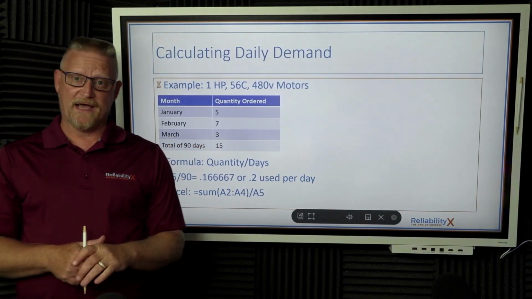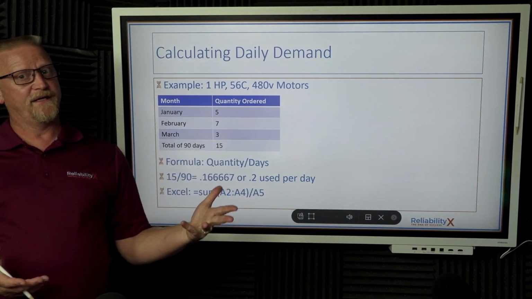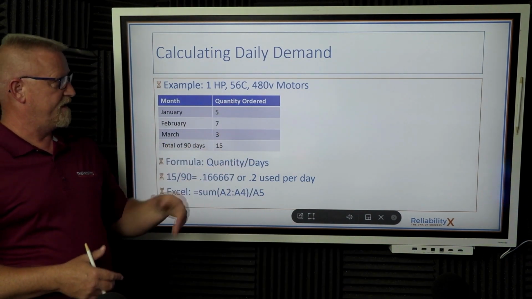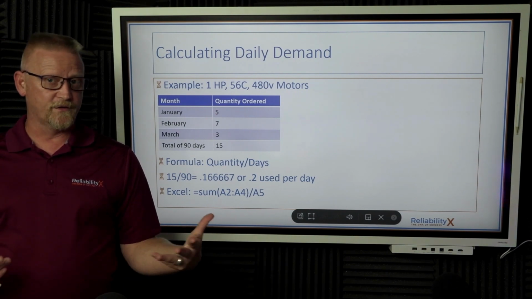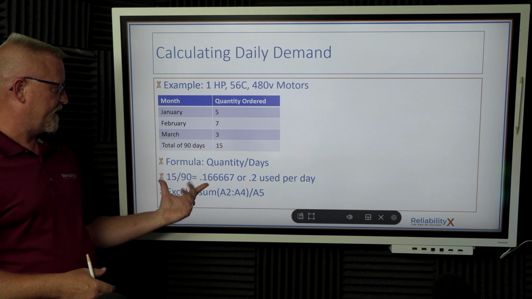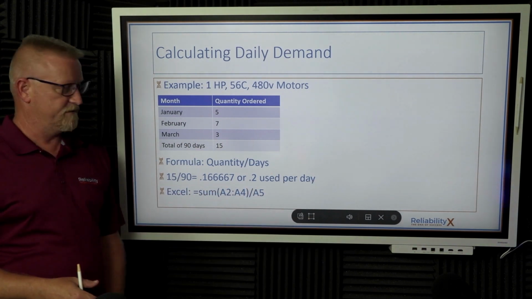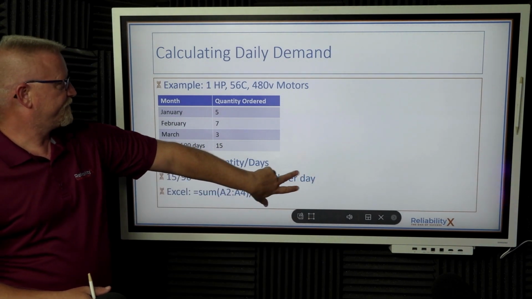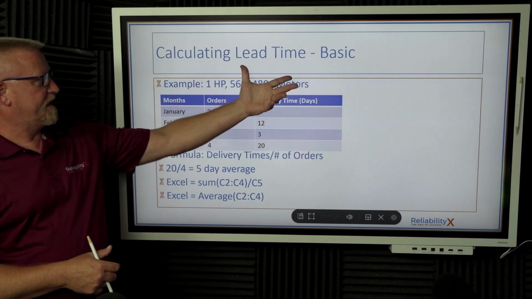Some of the data that we have to get: daily demand. Daily demand is pretty easy. We take all of the order quantities over time, divide it by the amount of time, and so in this case we have 15 orders over 90 days. We're using 0.2 per day. In this case, we're looking at lead time.